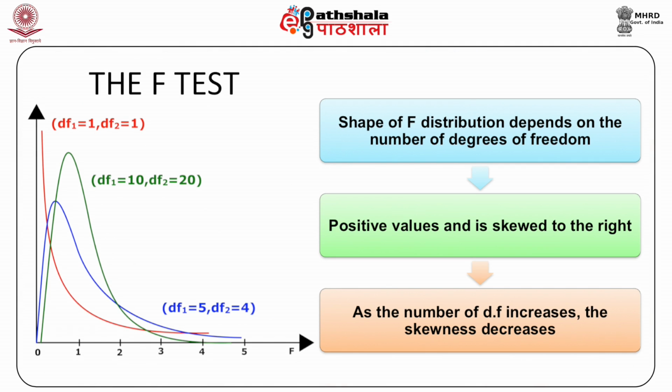We shall now look at the F-test graphically. The shape of the F-distribution depends on the number of degrees of freedom. The distribution takes only positive values and is skewed to the right. As the number of degrees of freedom increases, that is, as V1 and V2 increase, skewness decreases and the F-distribution approaches a normal distribution.